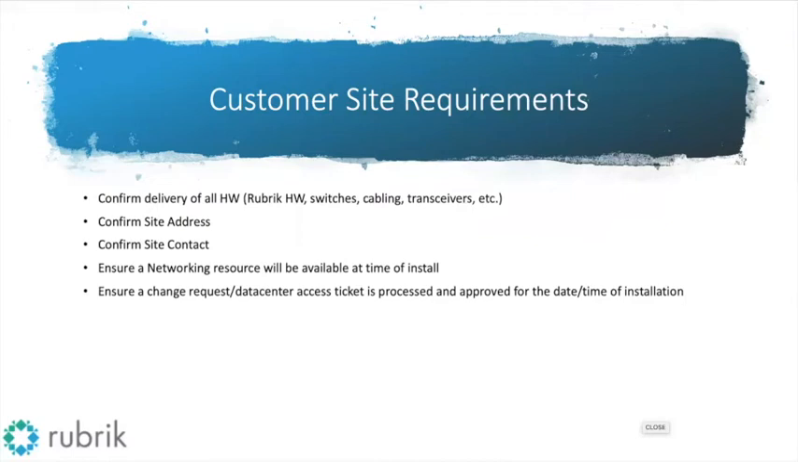Next, confirm we have the correct site address and site contact information. Confirm that there will be a networking resource available at the time of install that can assist with troubleshooting any customer network related issues. And finally, we'll want to confirm that there is a change request and/or data center access ticket processed and approved for the agreed upon date and time of install.